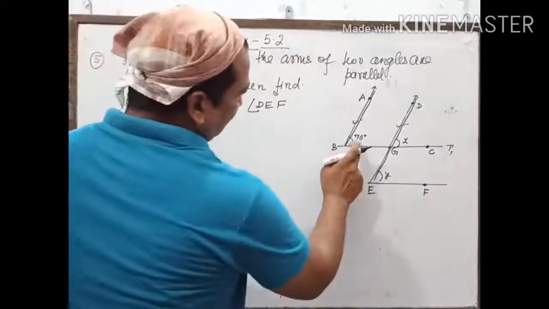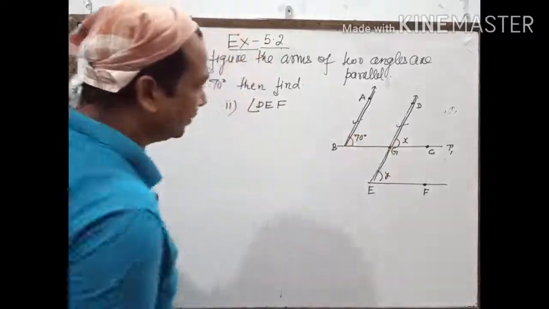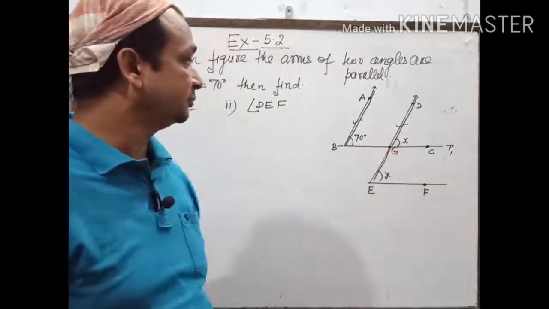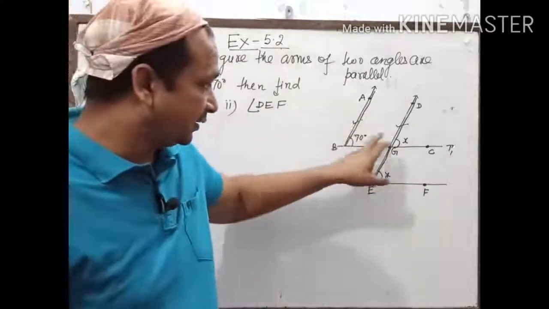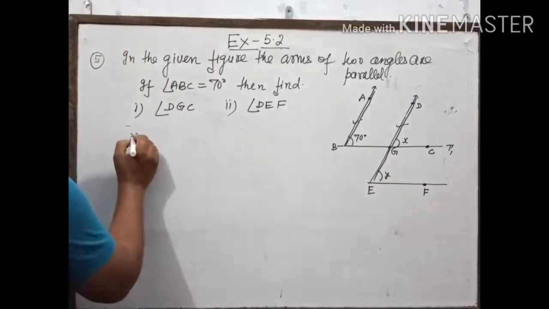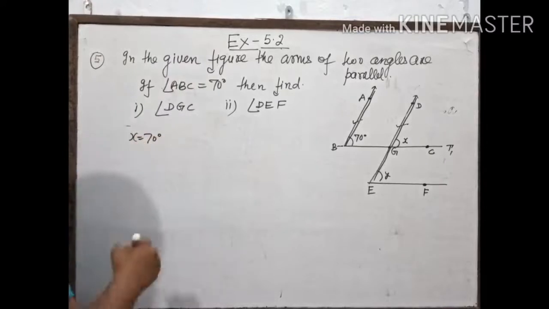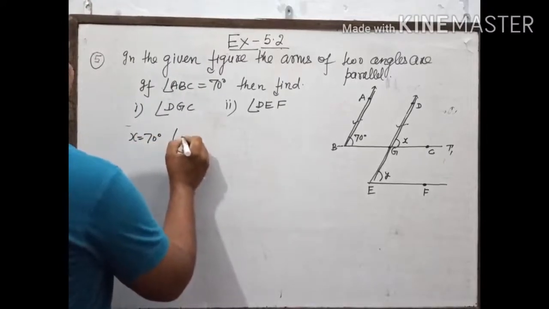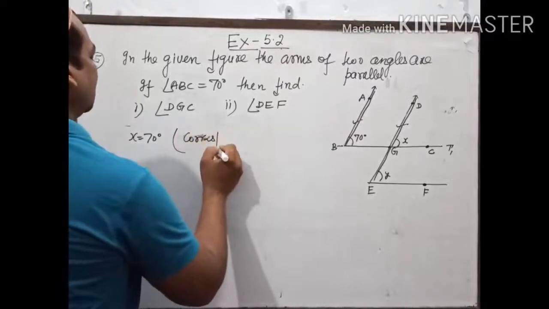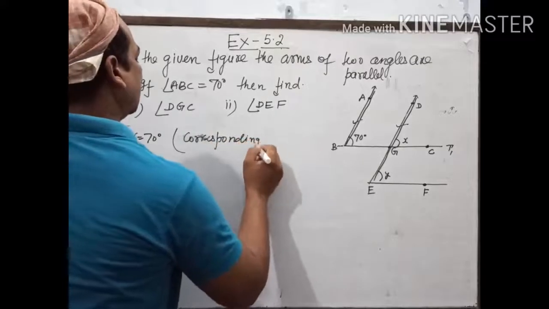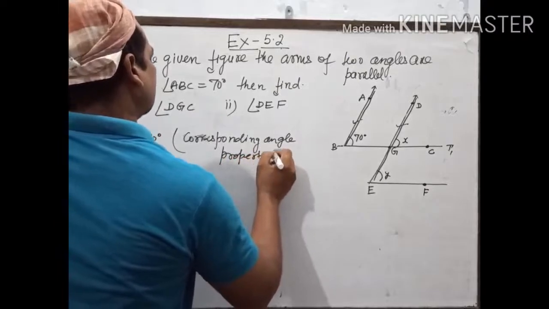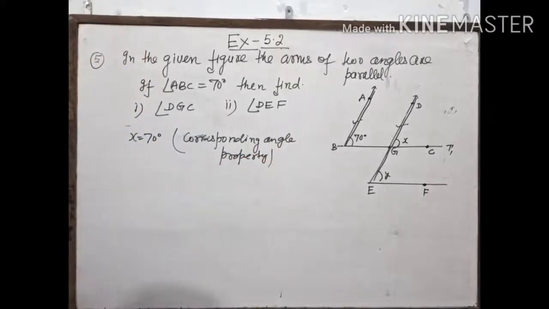Then 70 degrees and x degrees, what will they be? These two will be corresponding angles, because they are on the right side and alternate. Then x equal to 70 degrees by what property? Corresponding angle property. So x equals 70 degrees.